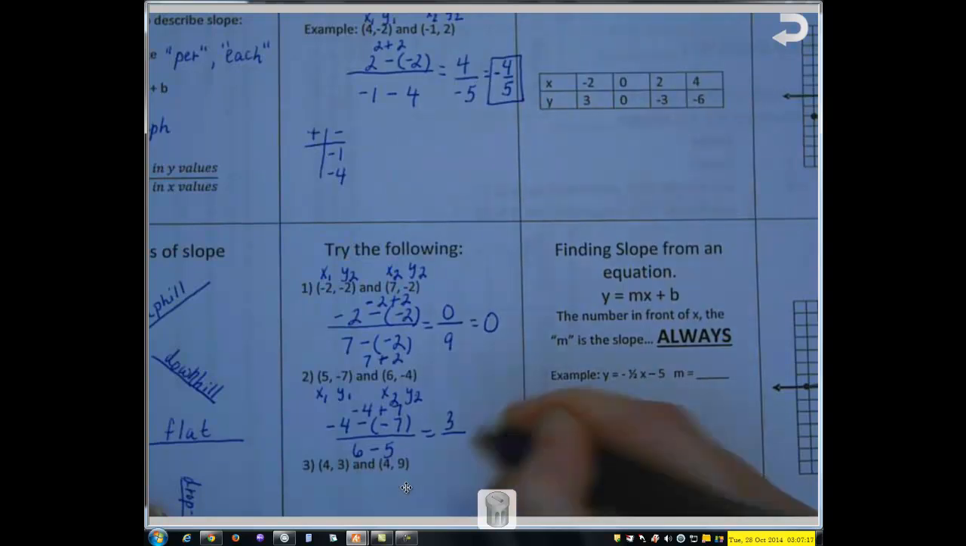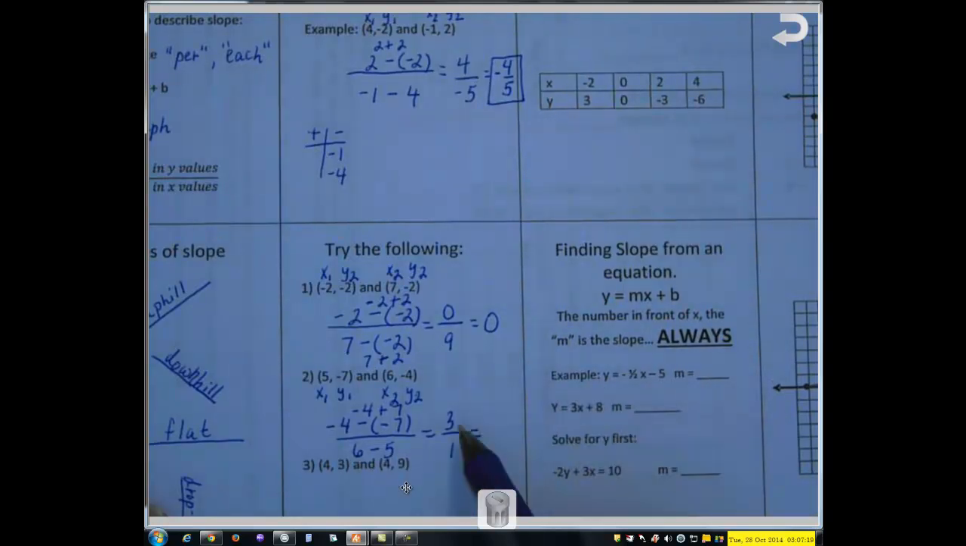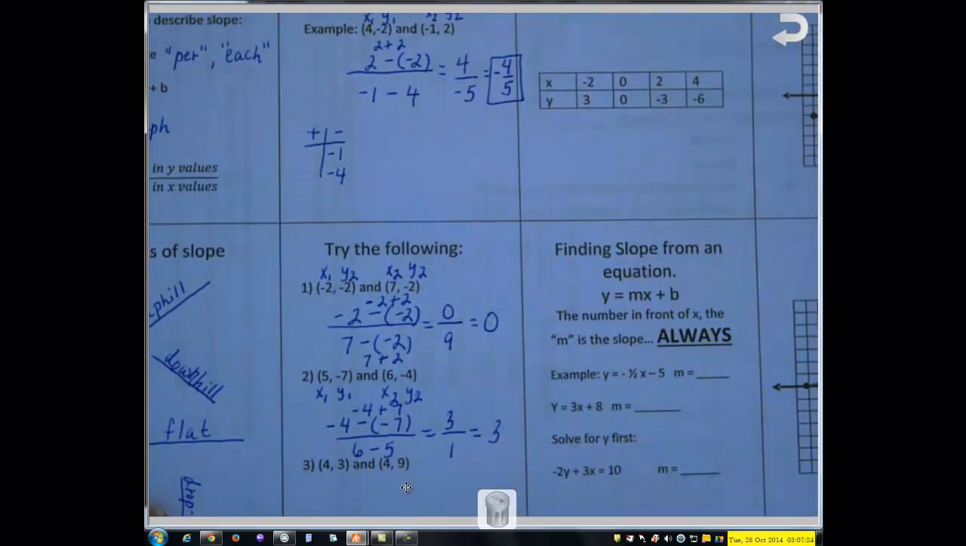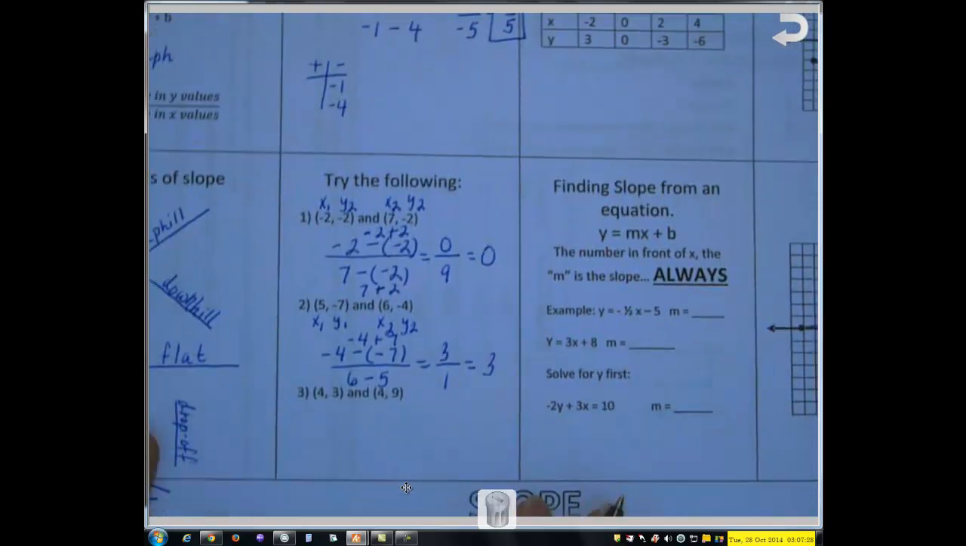6 minus 5 is 1. 3 over 1 can be simplified to 3. So the slope of the line between these 2 points is 3.